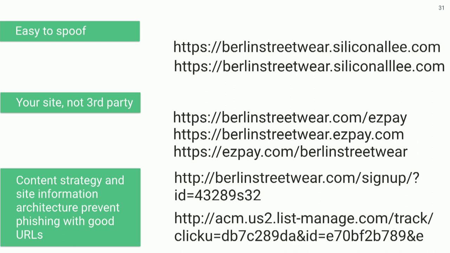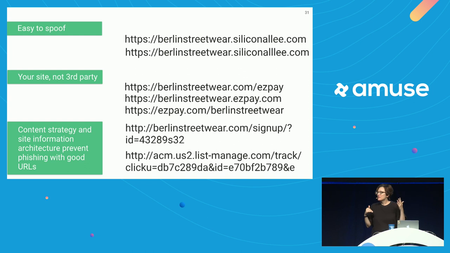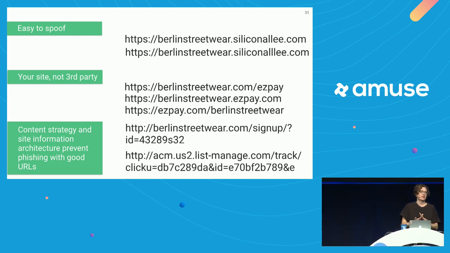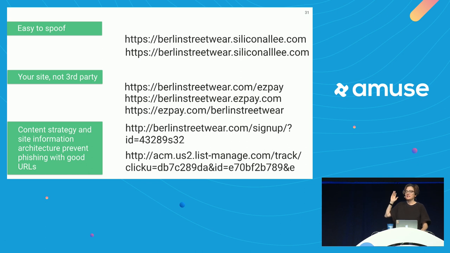One way in which this could happen is if you think about the e-commerce ecosystem, there are a number of different platforms that all interact, sometimes in unpredictable ways. These are some fake examples of domain URLs for a company that I made up that might be in Berlin called Berlin Streetwear. One of the things happening at the very top is there's an extra L in the Silicon Alley. So if someone is masquerading as the website, that could lead you somewhere totally else.